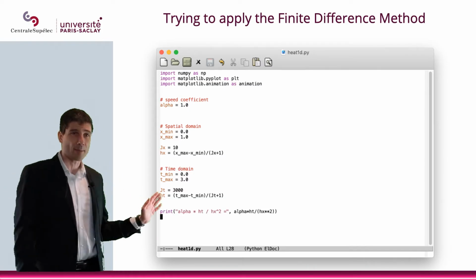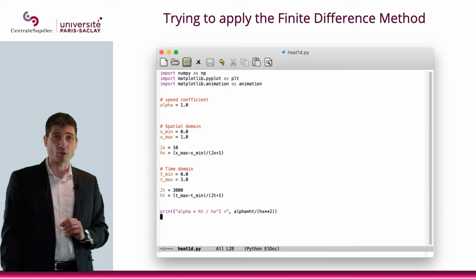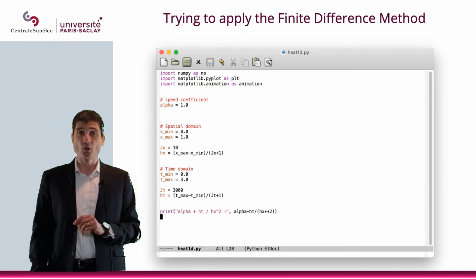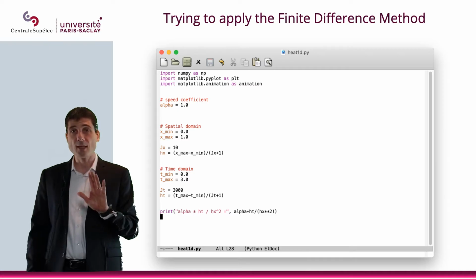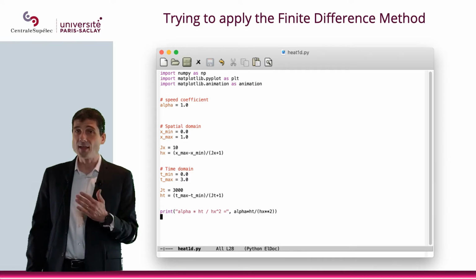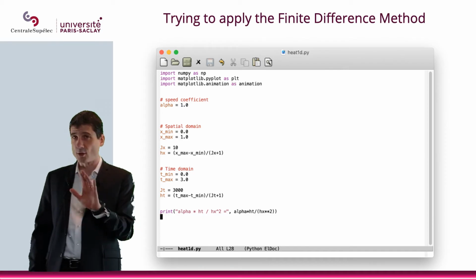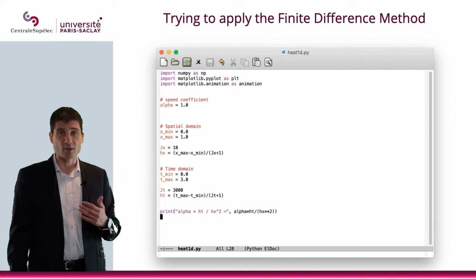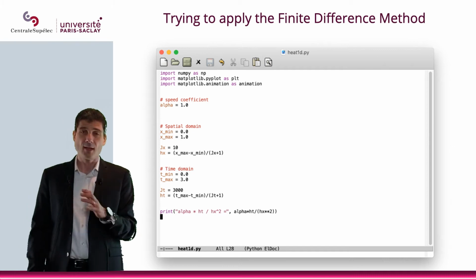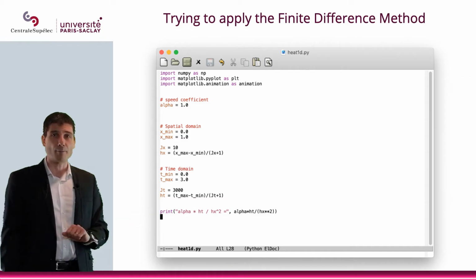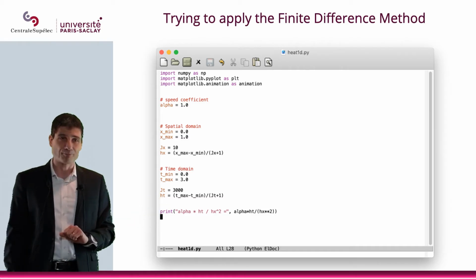You're probably wondering why I'm going to print this value, which is alpha times ht divided by hx squared. I'm just putting it here because that is a coefficient that will be of interest. So I just wanted to print it. As a matter of fact, this will be called the CFL, and we'll talk about it later. It doesn't make sense right now, but I'm just writing this value.